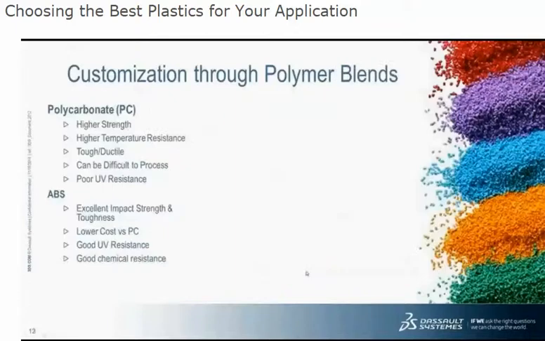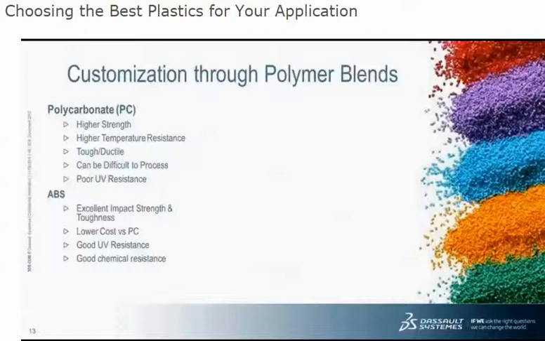Another way to customize these plastic materials is through polymer blends. So I take plastic A, and I add it to plastic B. Getting back to polycarbonate: very good strength properties, relatively high temperature resistance, very tough and ductile, but it can be difficult to process. With plastics, usually the better the physical properties get, the harder it is to process the material, because you need higher temperatures and higher pressures.